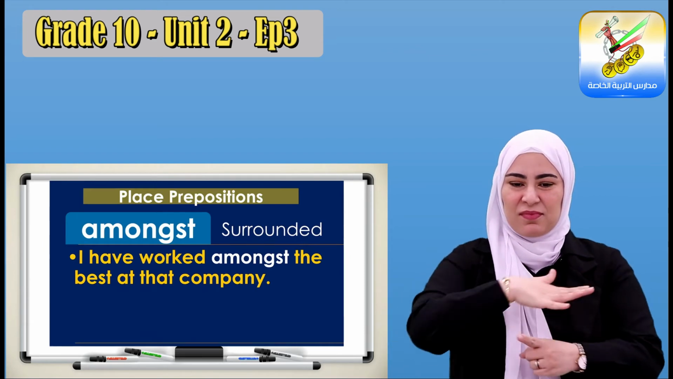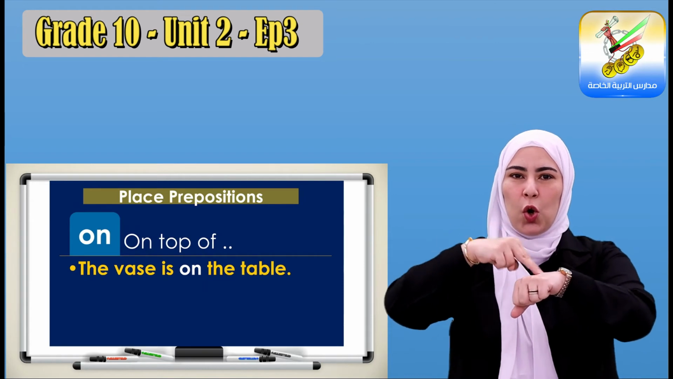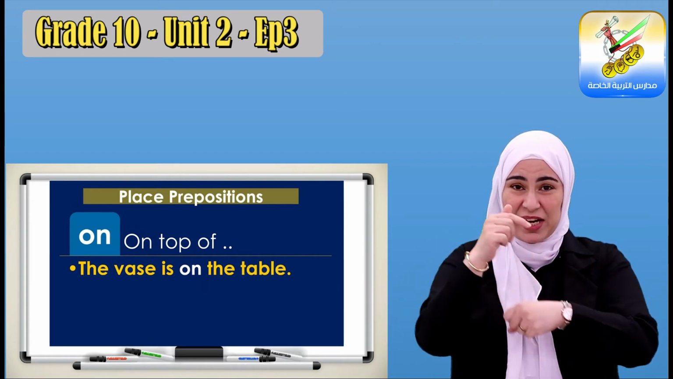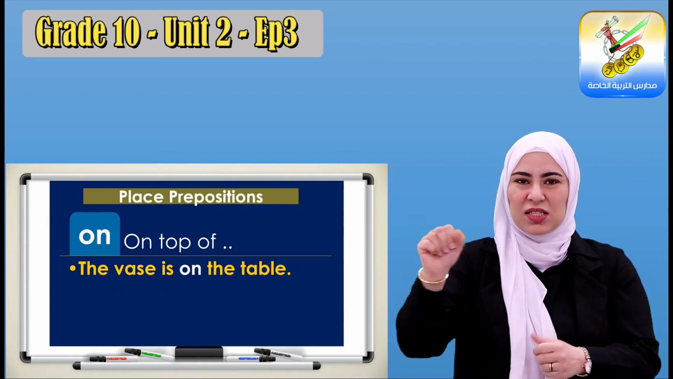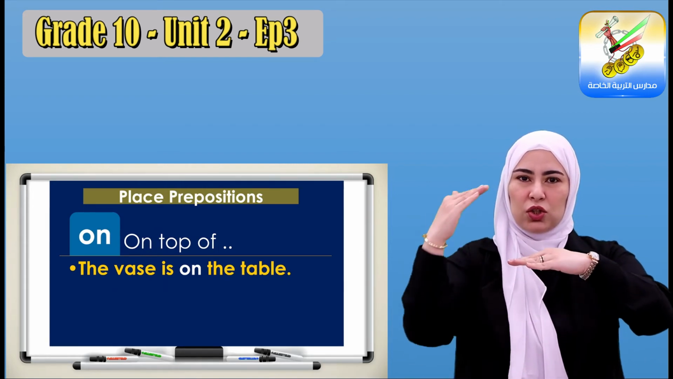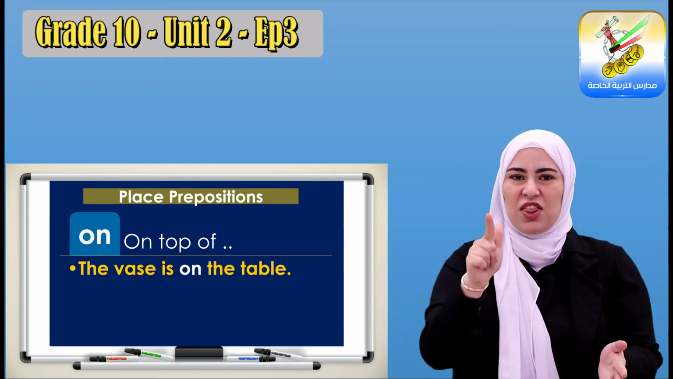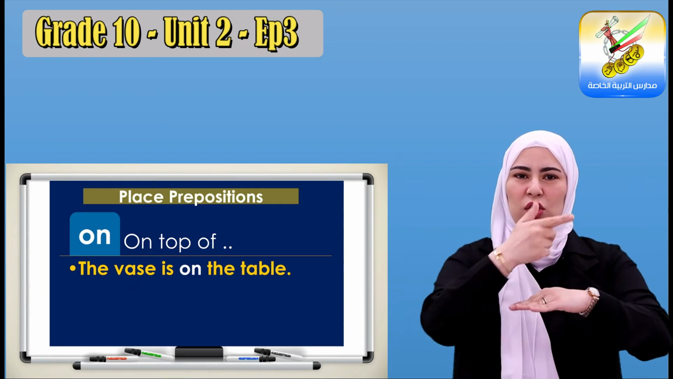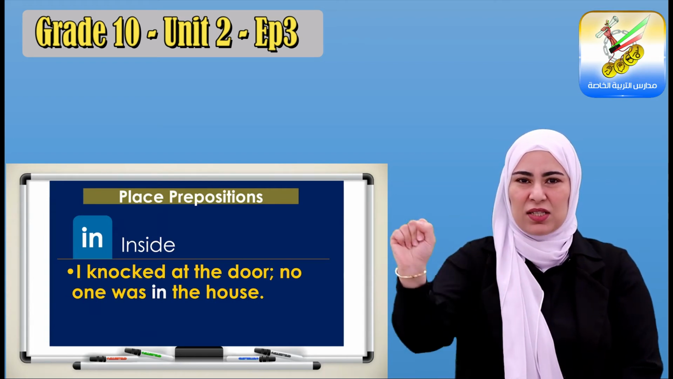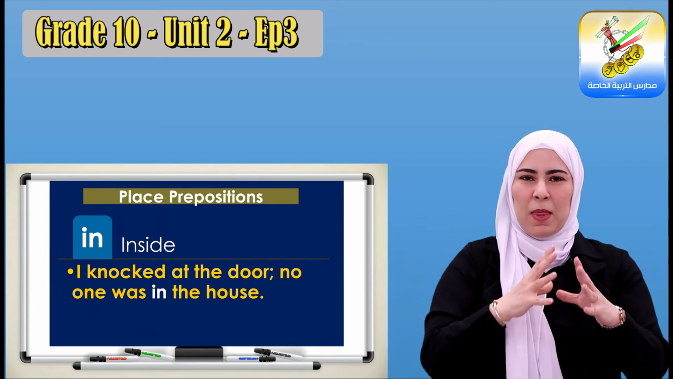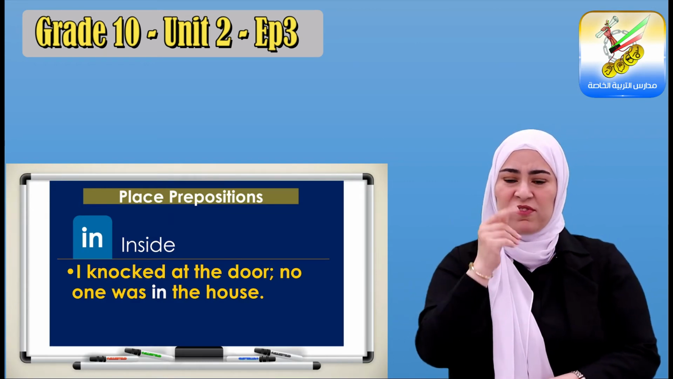Okay? Another place preposition is on. Remember, we took on for days if it was used as a time preposition. If I want to use it as a place preposition, I will mean on top of, like on the table. The vase is on the table. So on means on top of. In, when it's used as a place preposition, it means inside. I knocked at the door. No one was in the house. So inside the house.